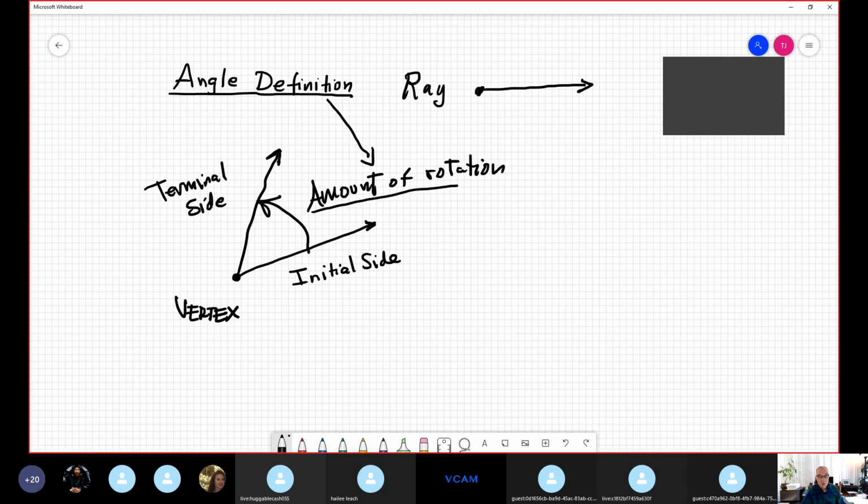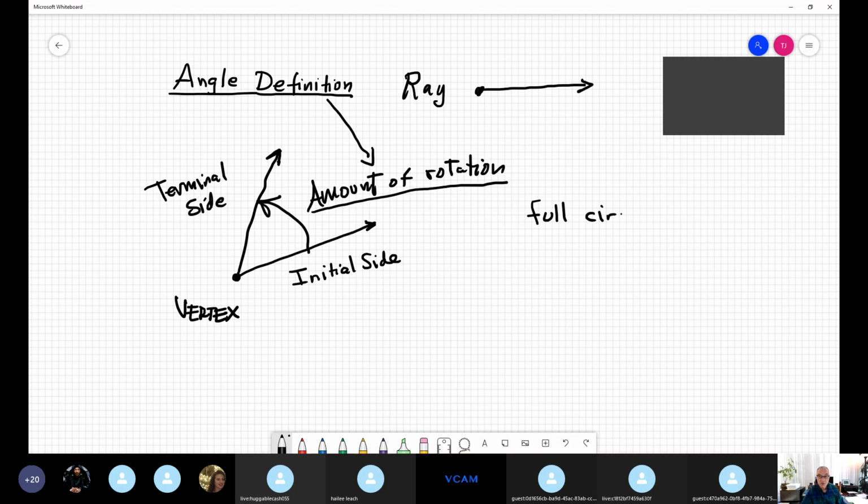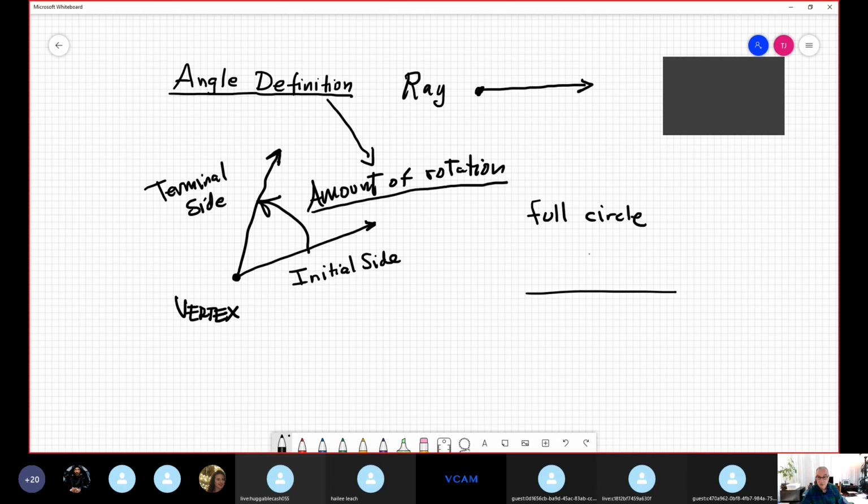Get the angle. Well, you have, for example, a full circle angle, something like that. Look, I'm using another color. This is 360 degrees. So the full circle is divided into 360 degree portions, and each is 1 degree.